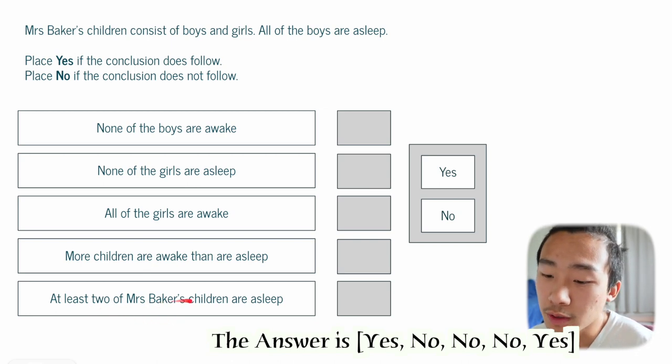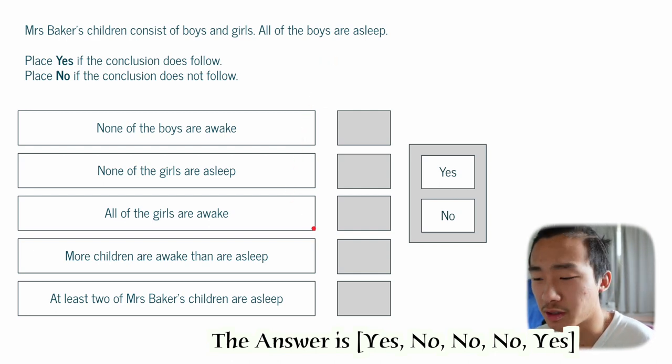So two of Mrs. Baker's. So we know all the boys are asleep. And because it uses the plural S over here, boys, that means there are at least two boys. Or one and a half, but you can't really have one and a half boys.